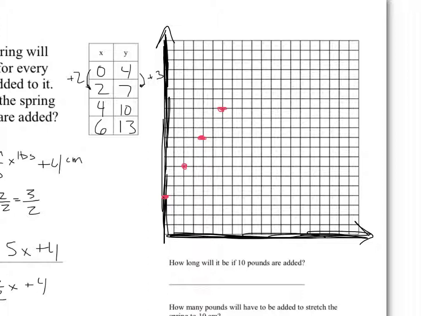So I probably would have just said, hey, this is my starting point. My change in y is 3, my change in x is 2. Change in y is 3, change in x is 2. I would have gotten all of the exact same points. So it doesn't really matter. Draw your straight line.